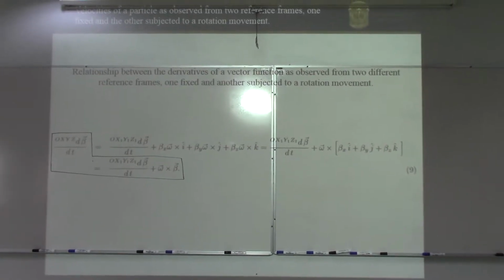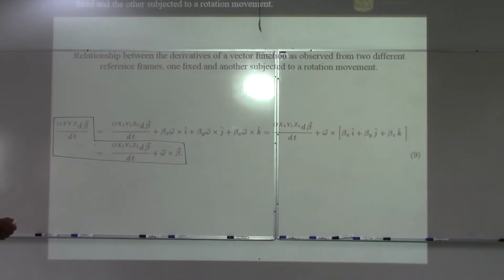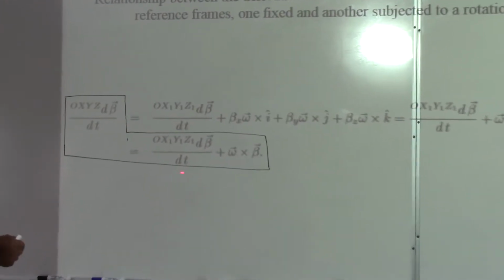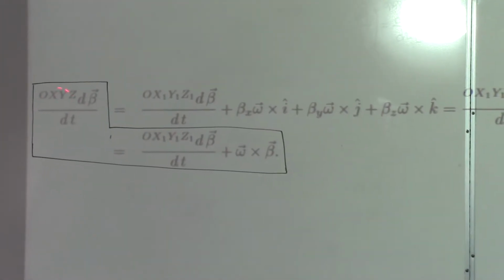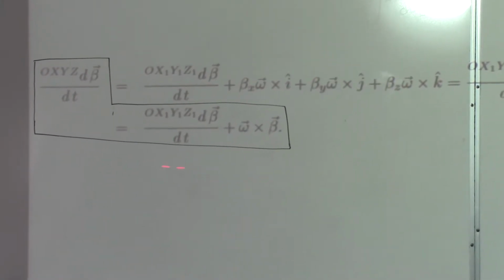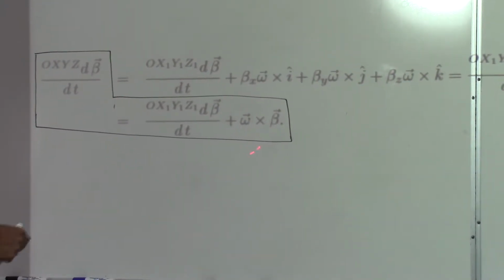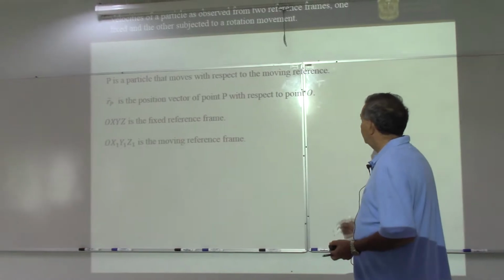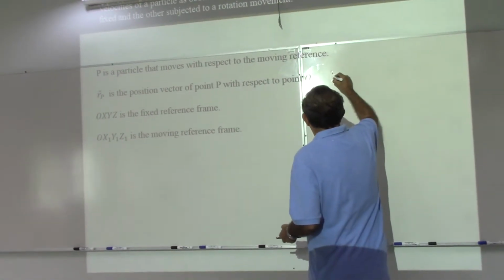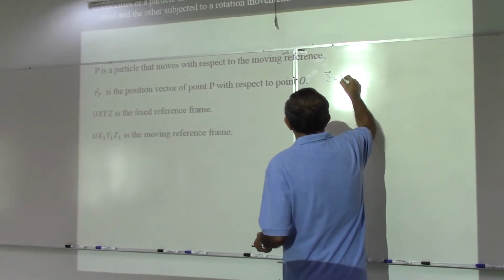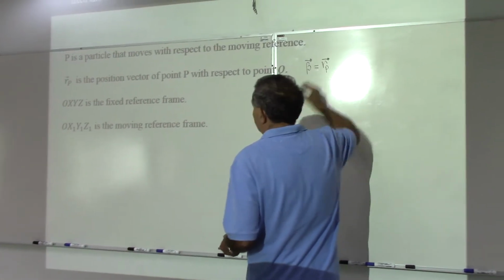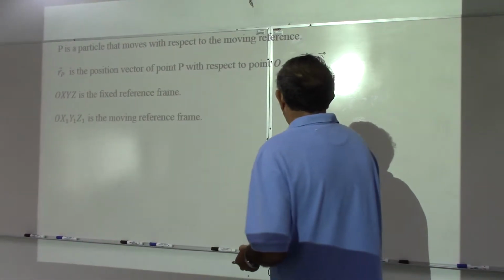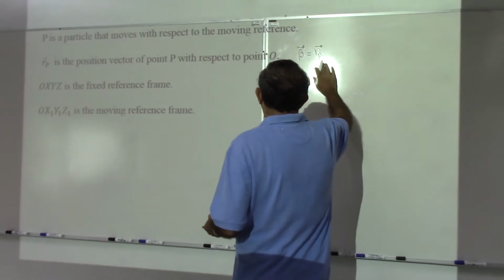In the previous topic, we obtained a result that relates the time derivatives of a vector function beta with respect to the moving reference frame and with respect to the fixed reference frame. The expression that we obtained is given by this. In this part of the talk, we are going to assume that the vector function beta that we are dealing with is equal to the position vector of a particle p.